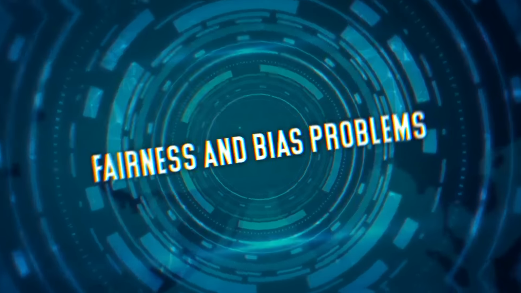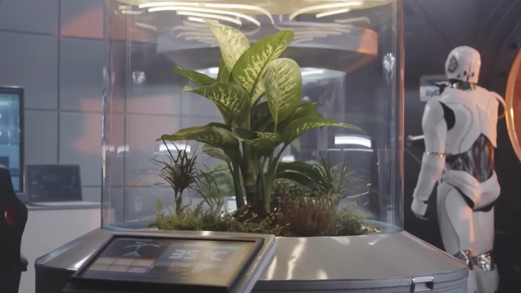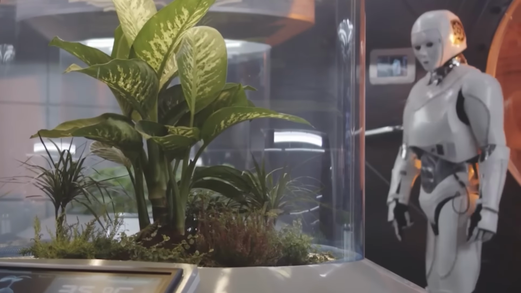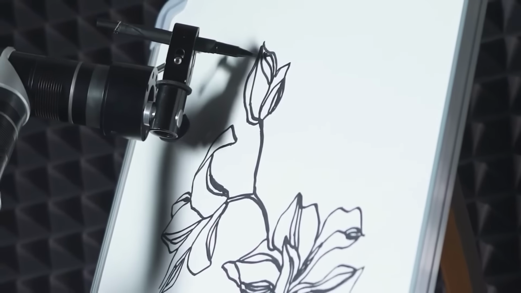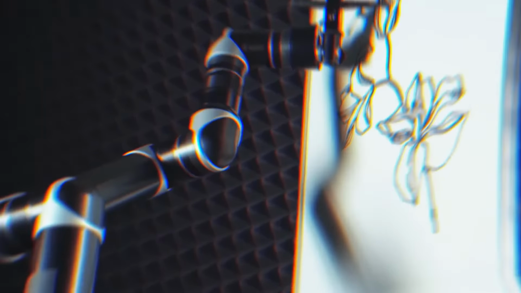Fairness and bias problems. When given biased data, AI systems can reinforce and even increase that bias because they learn from the information they are given. Due to this, outcomes such as recruiting procedures or judicial judgments may be unfair or discriminatory.